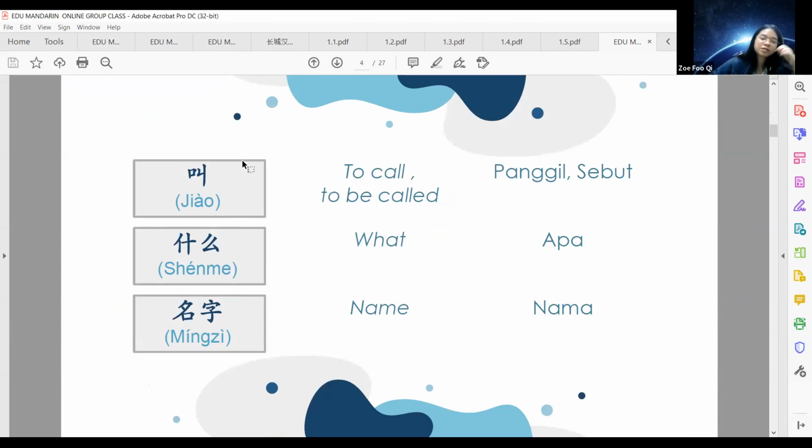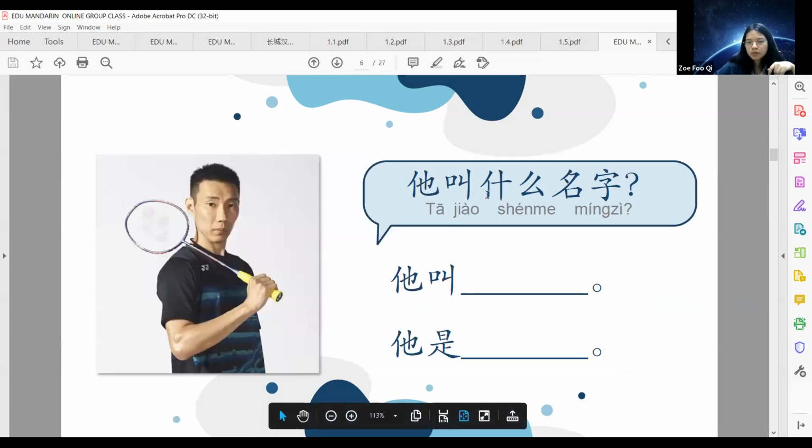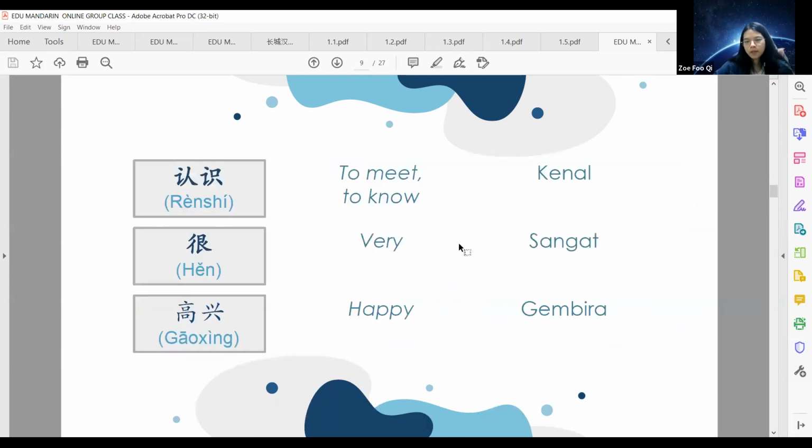Okay, so if you want to ask, what is your name? Then it will be 你叫什么名字? So hello, what is your name? 你好，你叫什么名字? So we use the 你, and then we change it to 我叫, and then you answer the question. So 我叫, or you can use 我是 as well. 他叫什么名字? 他叫, 他是. Okay, same thing.